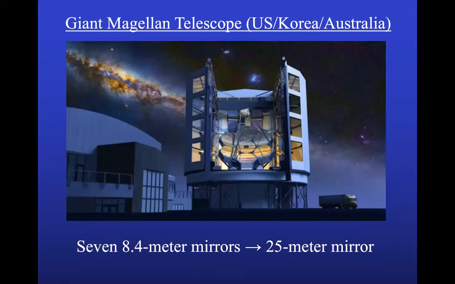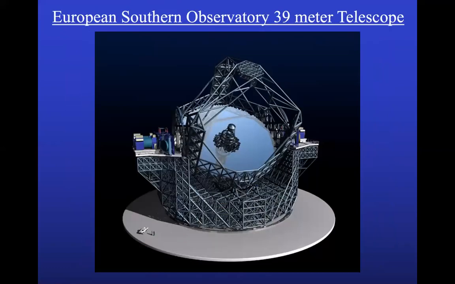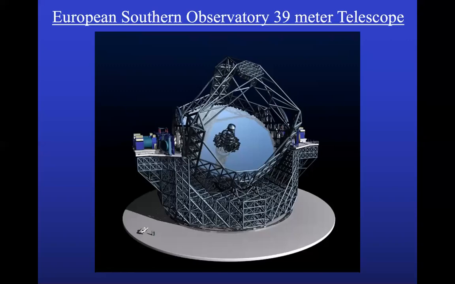And this is called the Giant Magellan Telescope, which has 8.4-meter mirrors. And this is called the Thirty Meter Telescope, under construction. And the European Southern Observatory 39-meter telescope. If you were here last time, you know what I mean by 39 meters, right? It's the diameter of the primary mirror of the telescope. Right, so I will start from here today.